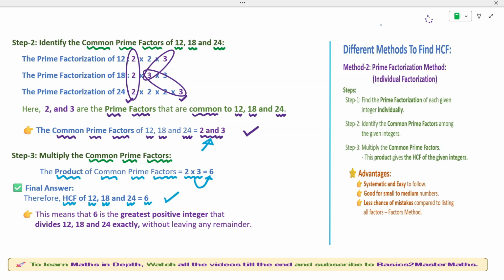Got it? This means that 6 is the greatest positive integer that divides 12, 18 and 24 exactly without leaving any remainder.